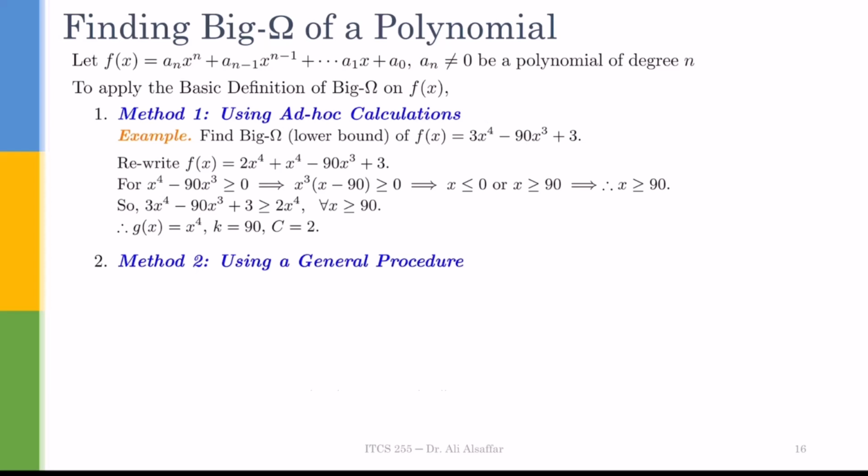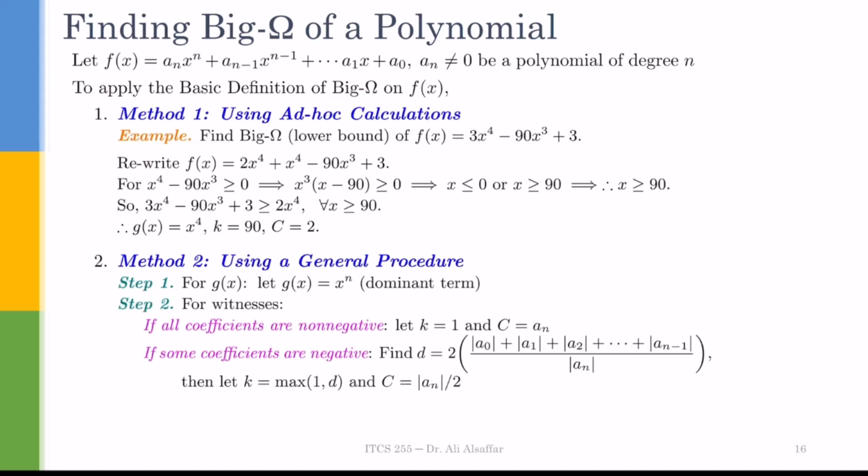Now to find big omega of a polynomial using a general procedure, here are the steps. First step, you assume that g of x will be the power of x of the dominant term. Second step depends on the coefficients of the polynomial. If all coefficients are non-negative, it means positive, then you assume k is equal to 1 and c will be equal to the coefficient of the dominant term as witnesses.